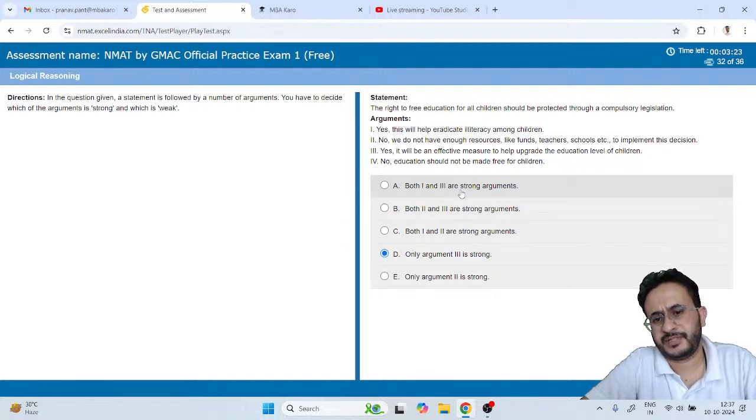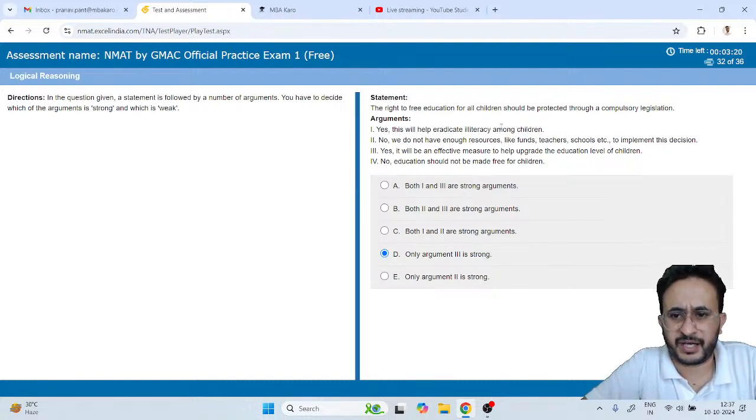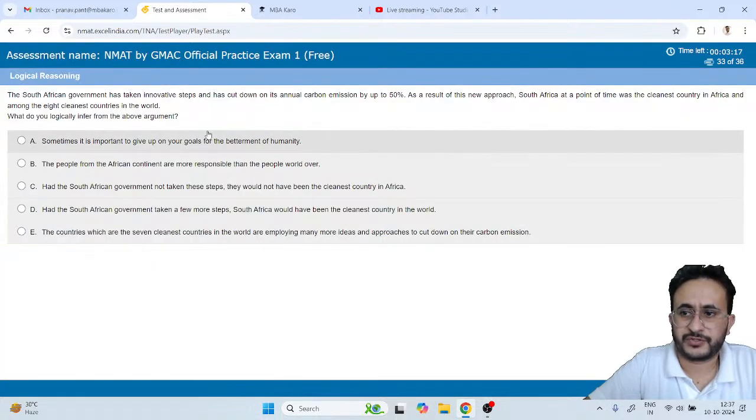Compulsory legislation. Yes, it can eradicate it among children, it is saying. So probably we can choose this. Okay, four more questions to go.